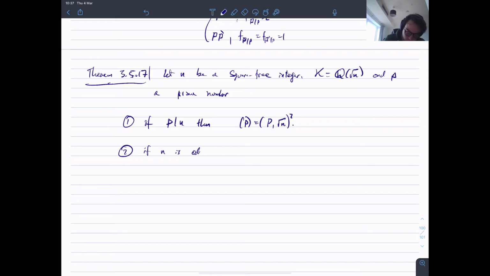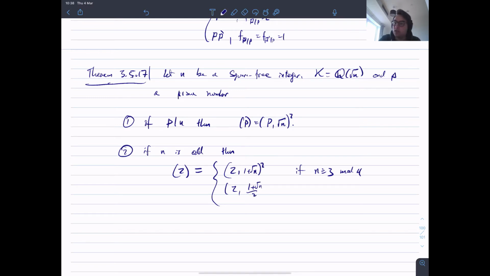2, if n is odd, then how does the prime... usually this is the case in a lot of things in number theory, the prime number 2 needs a special case on its own to be dealt with, and then the rest of the primes somehow fall into line. But the prime ideal 2 is going to factor as follows. So either you're going to get 2 and 1 plus root n squared, and this is going to happen if n is congruent to 3 mod 4. Or you're going to get 2 and then something like 1 plus root n over 2, and then 1 minus root n over 2.